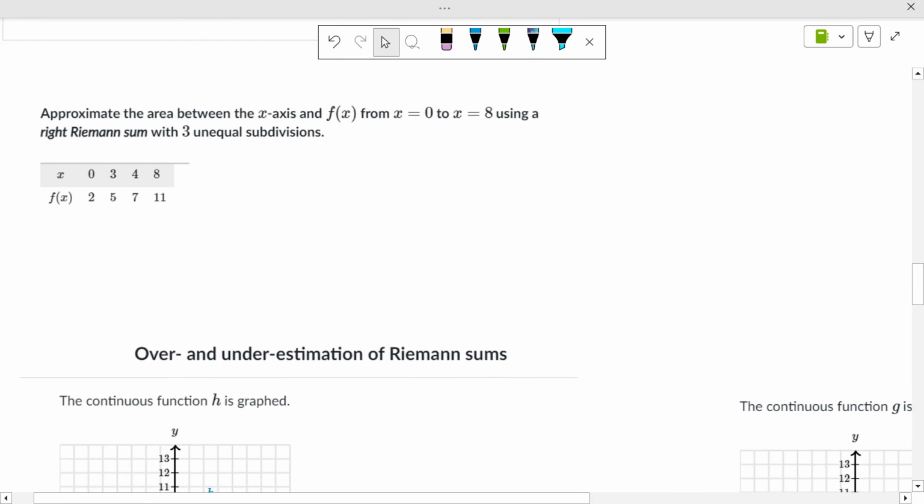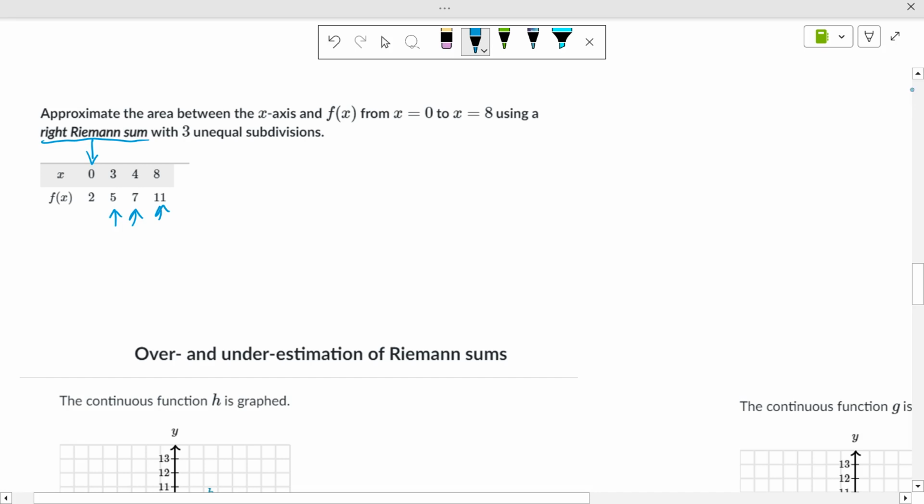Left Riemann sum. Now, this is the height, this is the width. You see that there's unequal subdivisions. So, if we're using the left Riemann sum, we have to use this height. If it was a right Riemann sum, we would use this one, and this one, and not this one. But oh, look at Mr. Bierschbach made a mistake. It's a right Riemann sum.